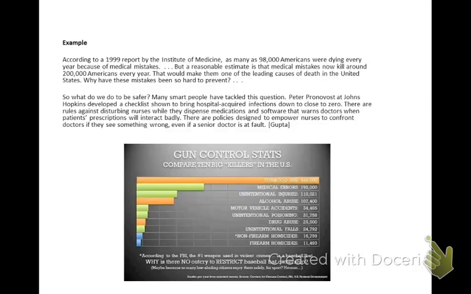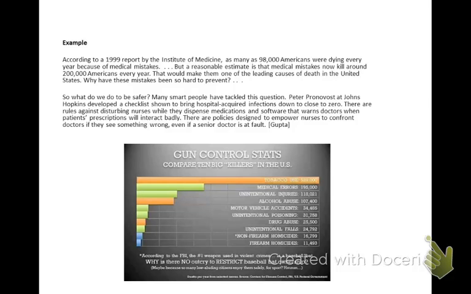Many smart people have tackled this question. One person at Johns Hopkins developed a checklist shown to bring hospital-acquired infections down to close to zero. There are rules against disturbing nurses while they dispense medications, and software that warns doctors when patients' prescriptions will interact badly. There are policies designed to empower nurses to confront doctors if they see something wrong, even if a senior doctor is at fault.